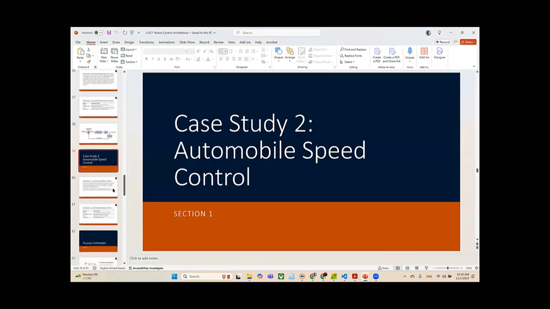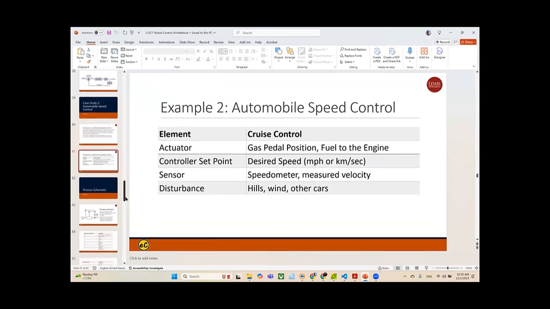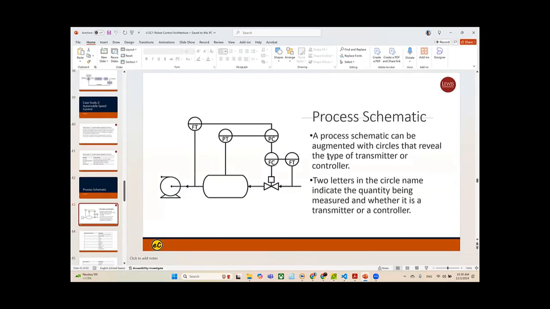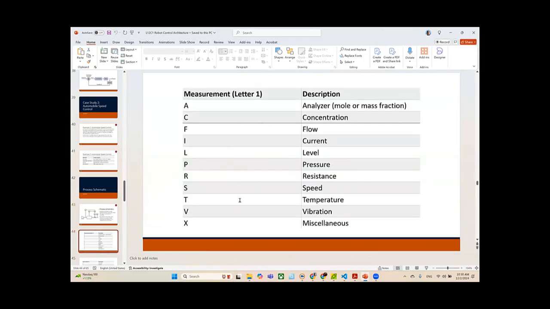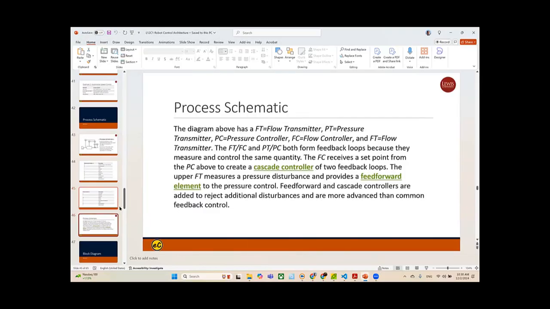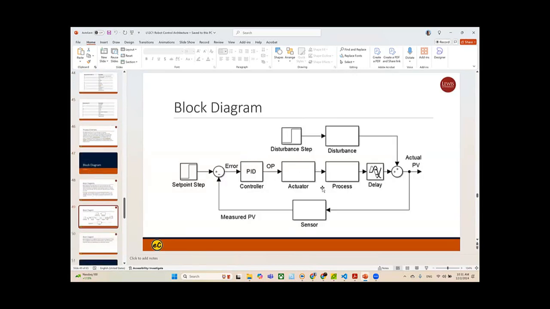And the second one is automotive speed control. There are several kinds of parameters you need to model. First, after you have the system model, you need to do a process schematic. Draw down this process, and then there are a lot of measurements or parameters you need to take care of. List down the parameters, and then you design the block diagram. You end up with this one.